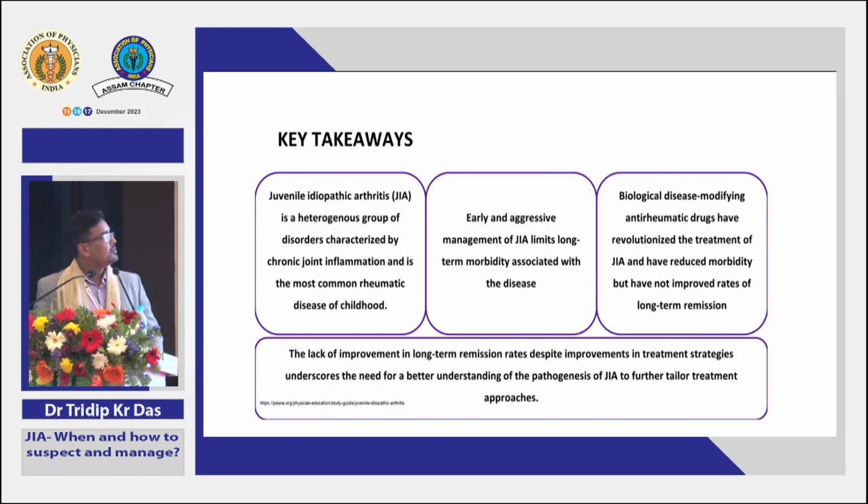So the key takeaways are that juvenile idiopathic arthritis is a heterogeneous group of disorders characterized by chronic joint inflammation and is the most common rheumatic disease of childhood. Early and aggressive management of JIA limits long-term morbidity associated with the disease.